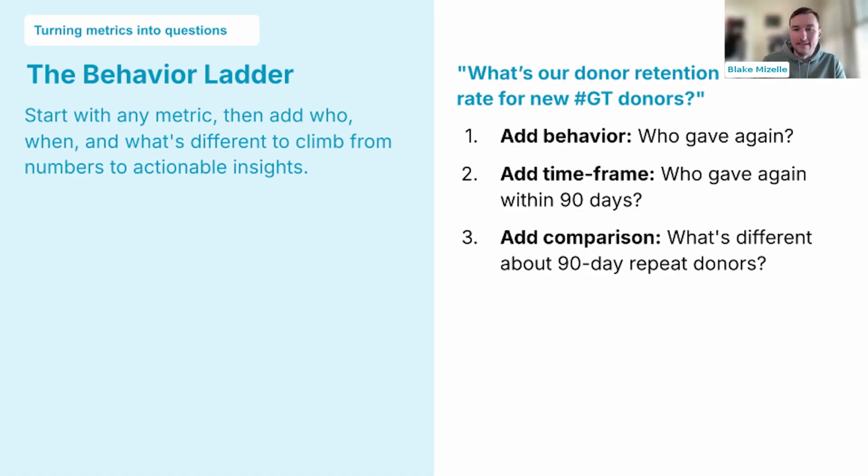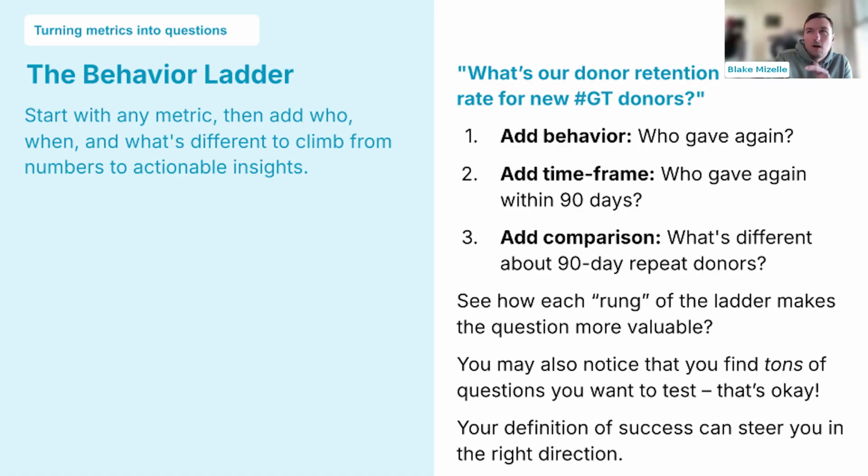What's different about the 90-day repeat donors? So now we have two groups of folks that we've distinguished based on a category, and we can take a look at how this group behaved versus this group. Notice how each rung of that ladder makes the question that much more valuable. You might notice that with this method, you're finding tons of questions that you want to test, and that's totally fine. This one works like a question generator.